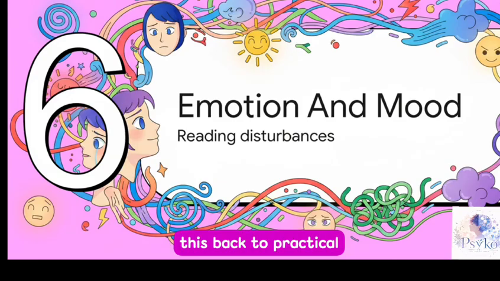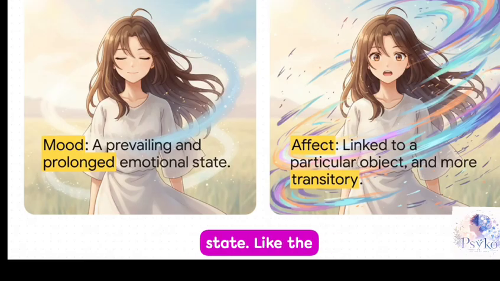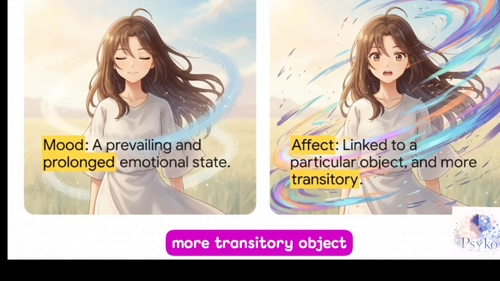Let's bring this back to practical, everyday applications. We're going to focus on the most common disturbances you'll see in a psychiatric rotation. So the bread and butter of our daily evaluations is emotion and mood. Historically, psychiatry drew a pretty strict line between the two. Mood was seen as the prevailing, prolonged emotional background state, kind of like the climate. Affect was the more transitory, object-linked emotion, like the daily weather. Now, today, especially in our modern diagnostic systems, these terms are honestly often used interchangeably.